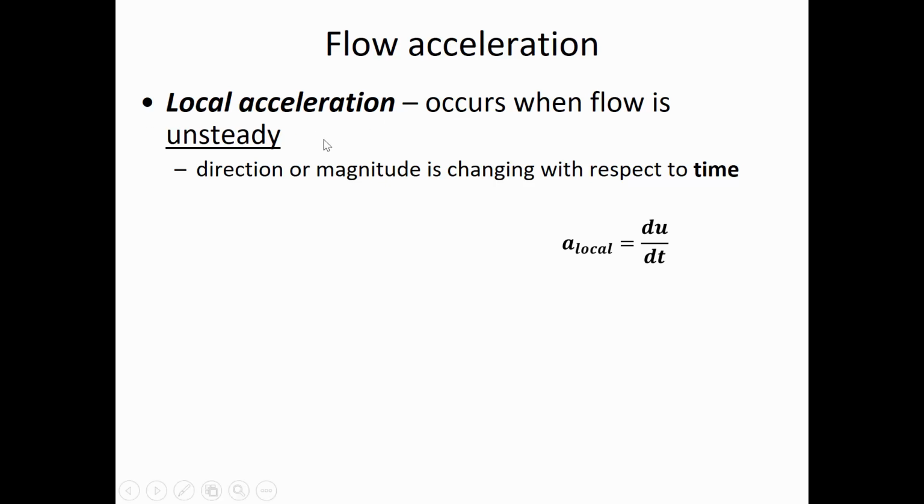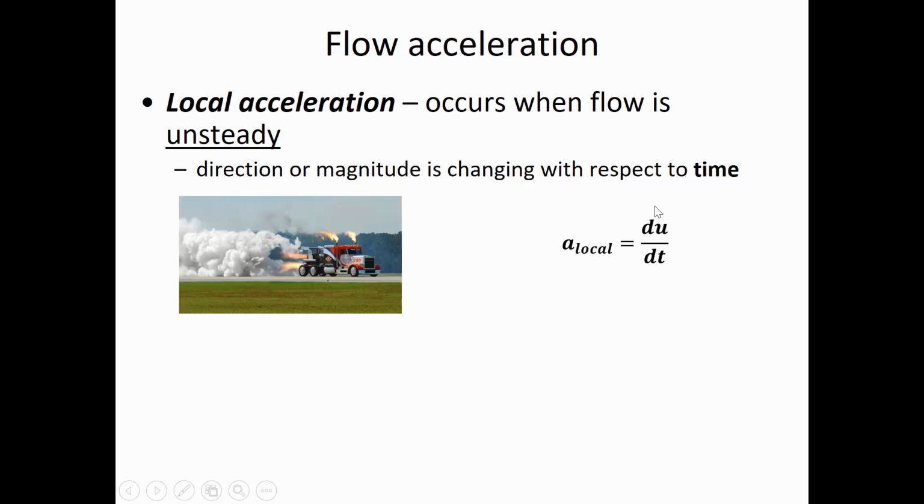So local acceleration occurs when flow is unsteady. Another way you could think about it is that local acceleration causes unsteady flow conditions. Because a particle is accelerating with respect to time, then that is the definition of unsteady flow. And so local acceleration is what most of you have learned about in, let's say, physics class. You know, the classical definition of acceleration is some change in velocity over time. So, you know, a rocket-propelled semi-truck, for instance.